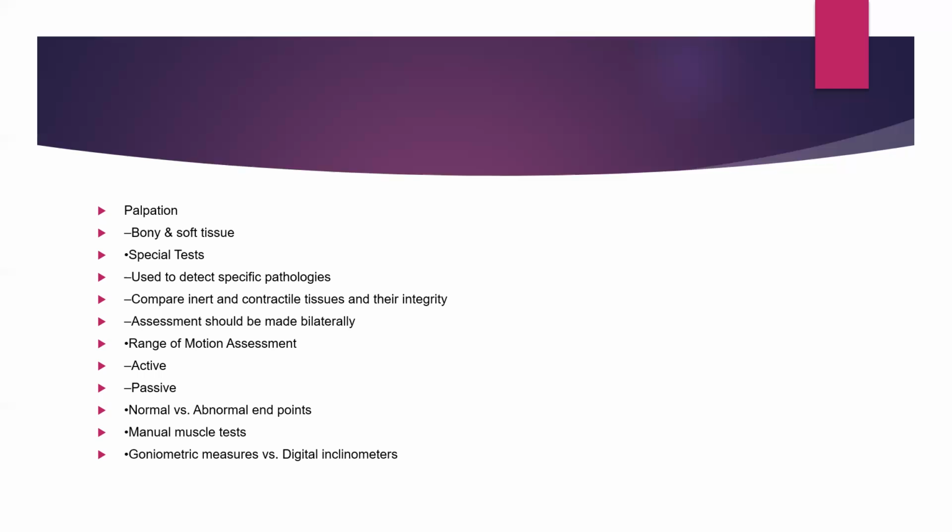Assessment should be made bilaterally. We compare inert and contractile tissue and their integrity. Then we see the range of motion of the assessment. We see the end feel, the active movement, the passive movement, normal versus abnormal endpoints, the manual muscle test, and goniometric measures versus digital inclinometers.